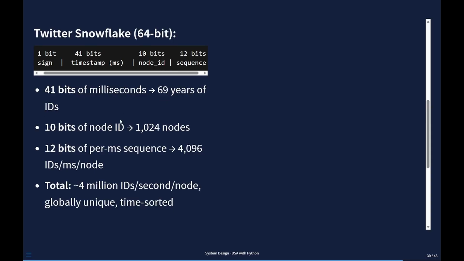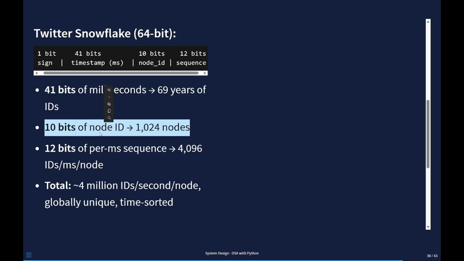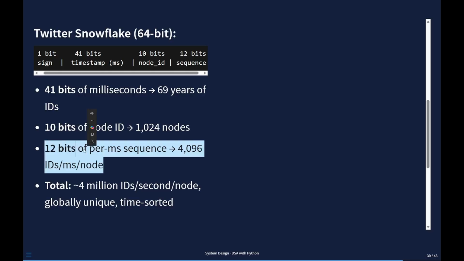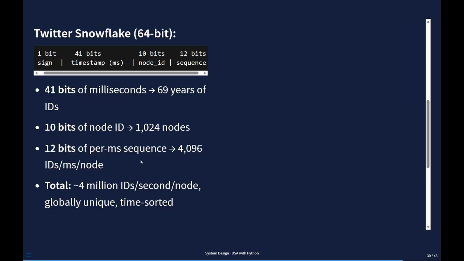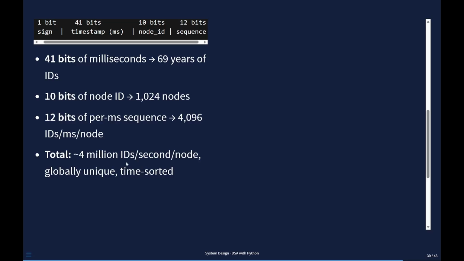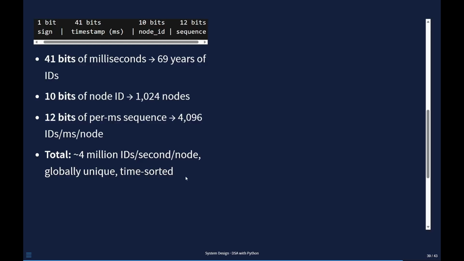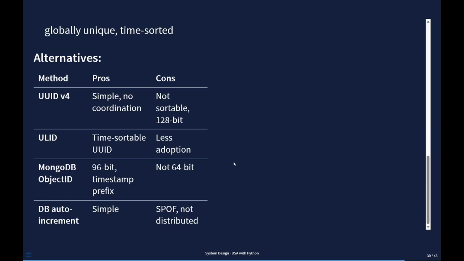41 bits gives you 69 years of IDs. The next 10 bits identify the node generating the ID, supporting up to 1024 nodes. The final 12 bits are a per millisecond sequence number, up to 4096 IDs per millisecond per node. The total throughput per node, 4096 IDs per millisecond, is about 4 million per second. Across 1024 nodes, the total system capacity is 4 billion IDs per second, far more than any realistic workload.